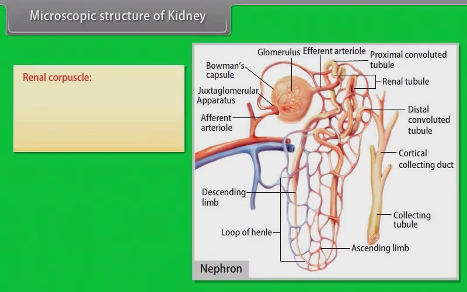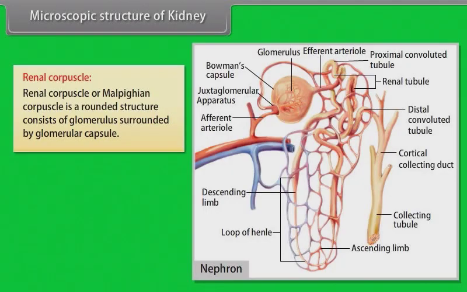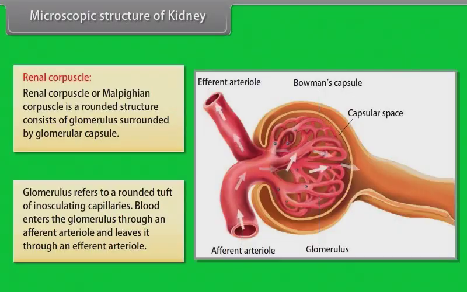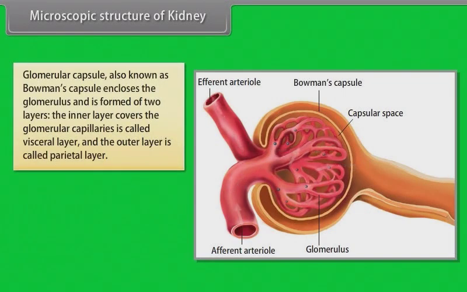Renal corpuscle. The renal corpuscle or Malpighian corpuscle is a rounded structure that consists of the glomerulus surrounded by the glomerular capsule. The glomerulus refers to a rounded tuft of inosculating capillaries. Blood enters the glomerulus through an afferent arteriole and leaves it through an efferent arteriole. The glomerular capsule, also known as Bowman's capsule, encloses the glomerulus and is formed of two layers. The inner layer covers the glomerular capillaries and is called the visceral layer, and the outer layer is called the parietal layer.